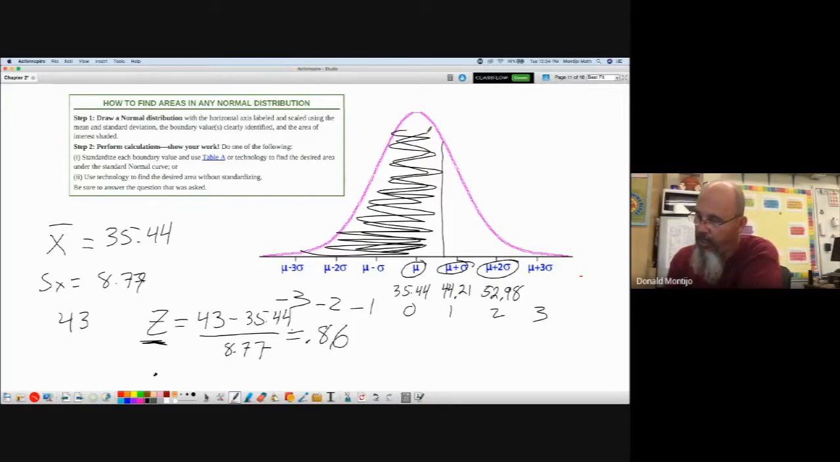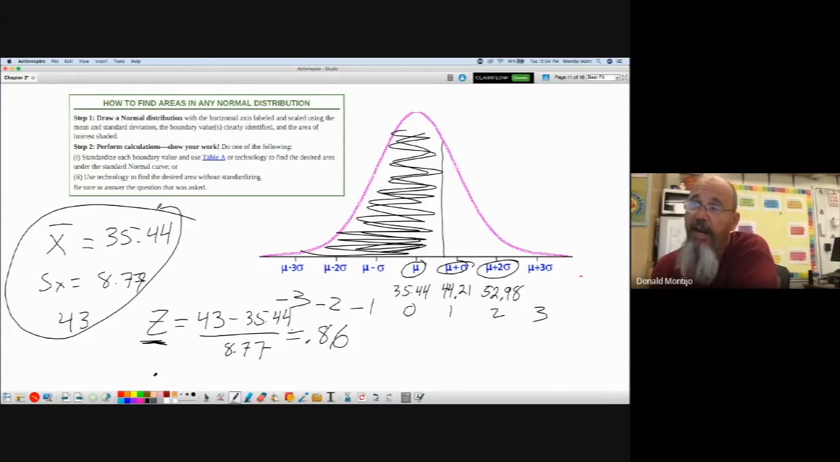So again, standardize your value. Take your original data and turn it into a z-score. Okay, what is a z-score? Trying to find out how many standard deviations you are away from the mean.